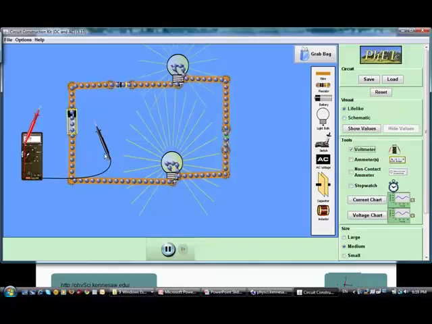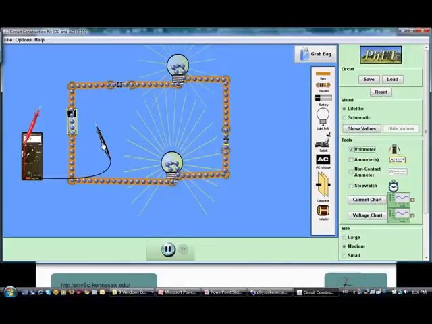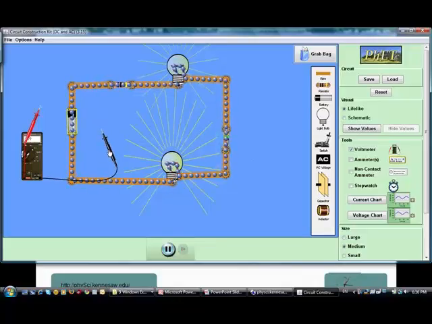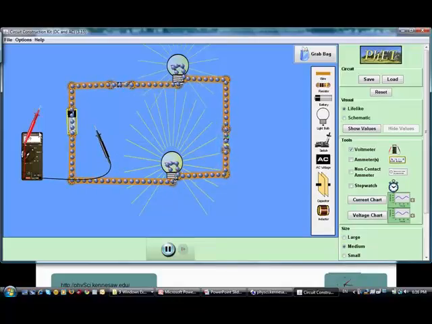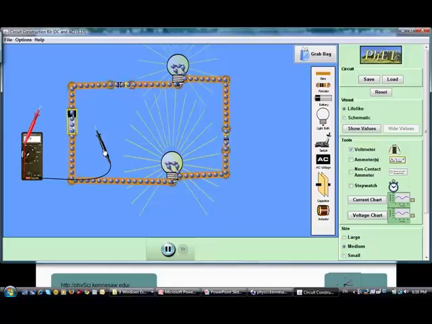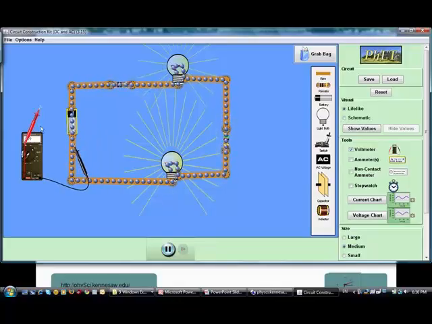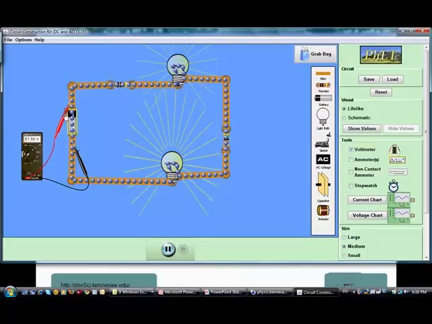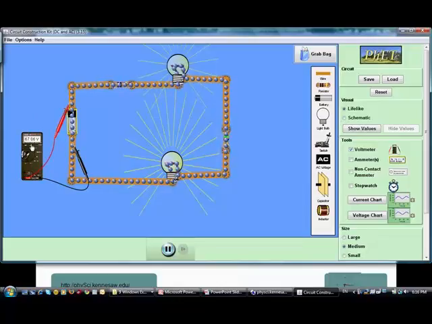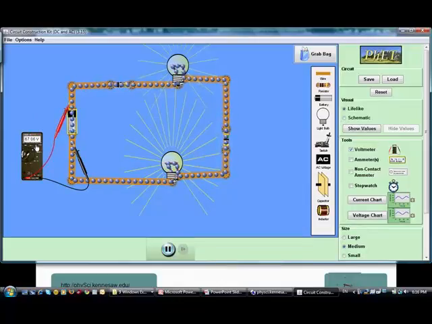So we have a voltmeter here. The voltmeter measures the voltage difference between its two probes. So for example, if I place one probe here and one probe here across the battery, it's going to read the voltage across the battery, in this case 67.06 volts.